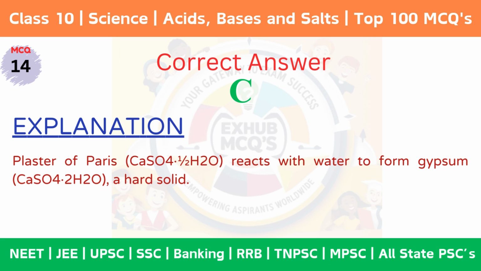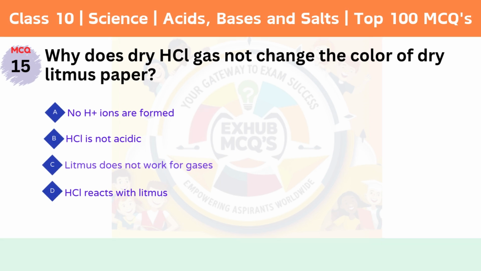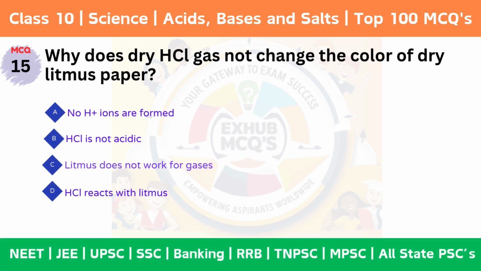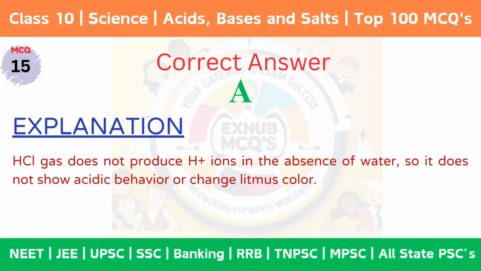applications like making casts. MCQ 15. Why does dry HCl gas not change the color of dry litmus paper? Option A, no H+ ions are formed. Option B, HCl is not acidic. Option C, litmus does not work for gases. Option D, HCl reacts with litmus. The correct answer is option A, no H+ ions are formed.